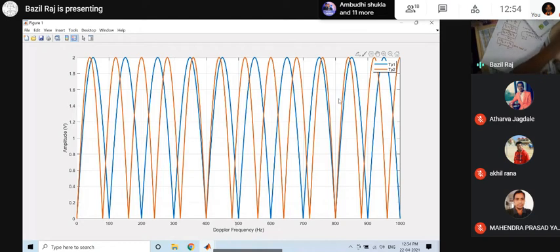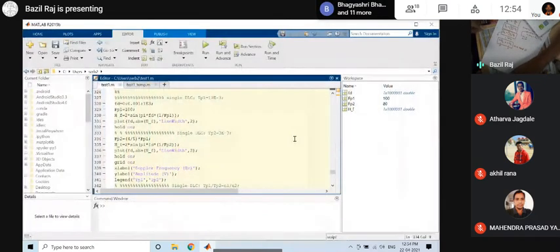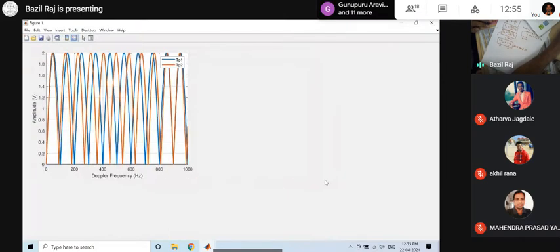So what happened? Suppose instead of the integer number, why should N1 and N2 be integers? If it is not an integer, if it is a fraction of PRF2, then you cannot estimate where the first blind speed occurs. For example, 4.5, I'm choosing now. So you tell me, where is the blind speed now?